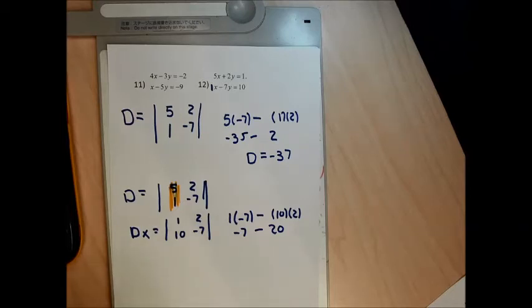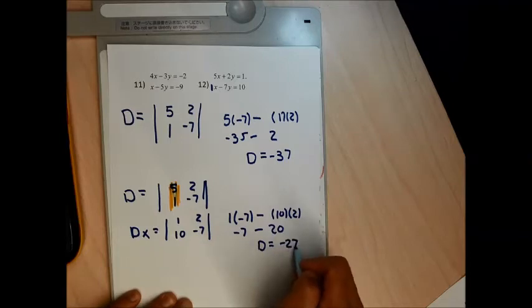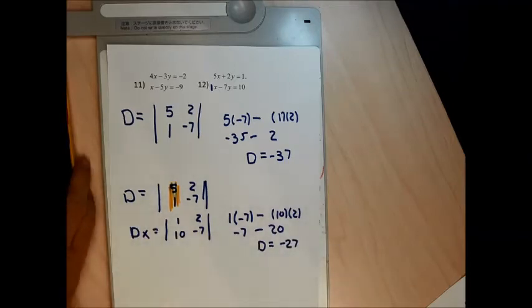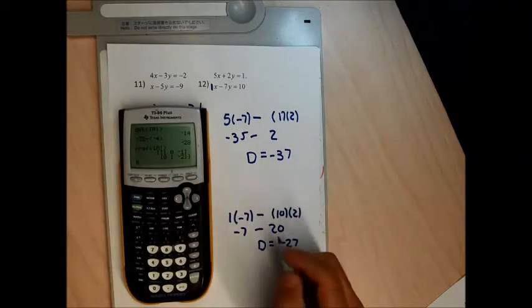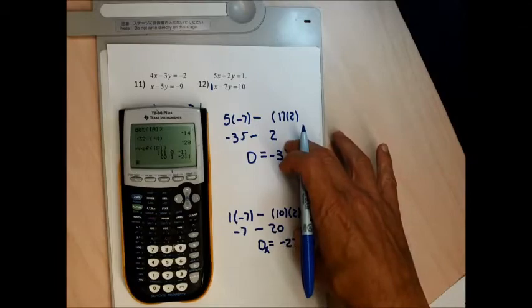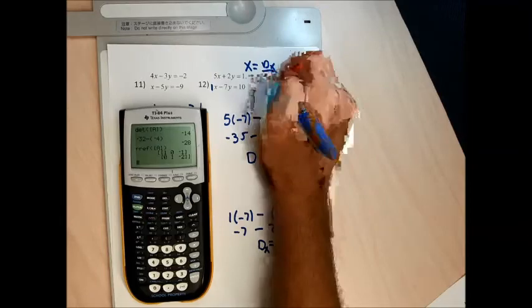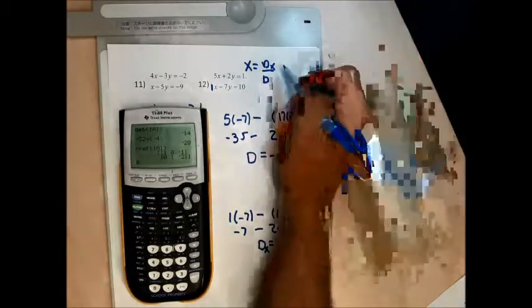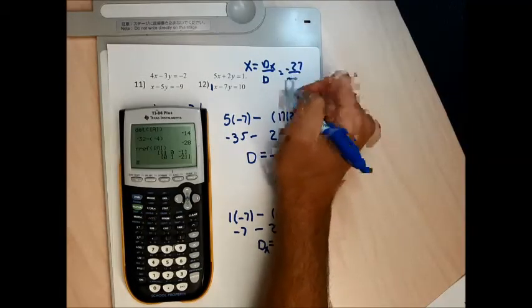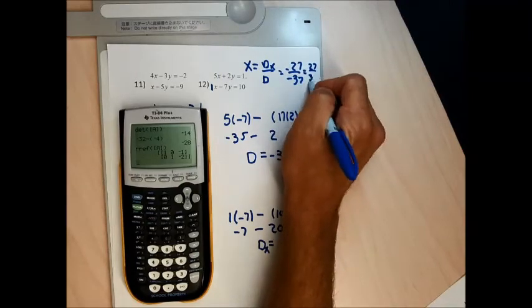5, 1, 2, -7, 1, 10. I'm making sure I'm not making an error because I made so many today. I get this equals -27. I'm worried about that. D sub x is going to equal that. X is going to be D sub x over D, and that would be -27 over -37, which is positive 27 over 37. I'm really worried about that.